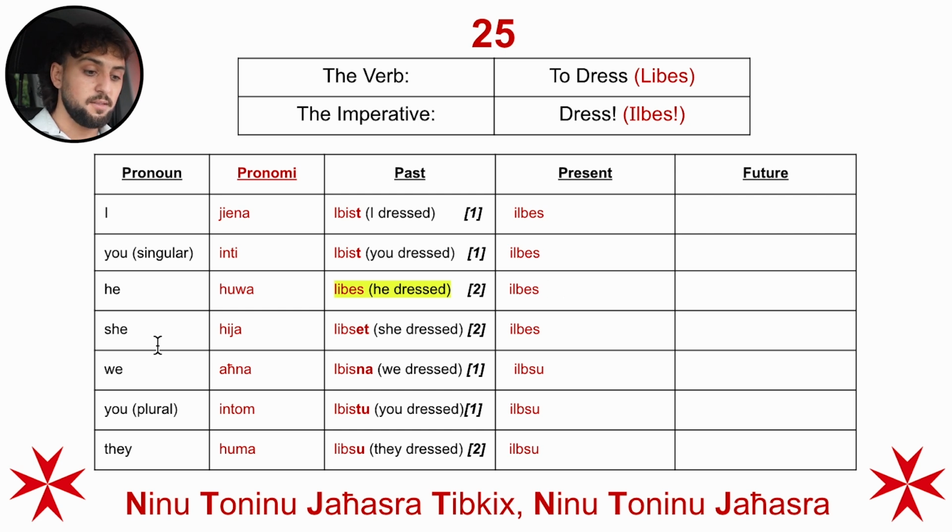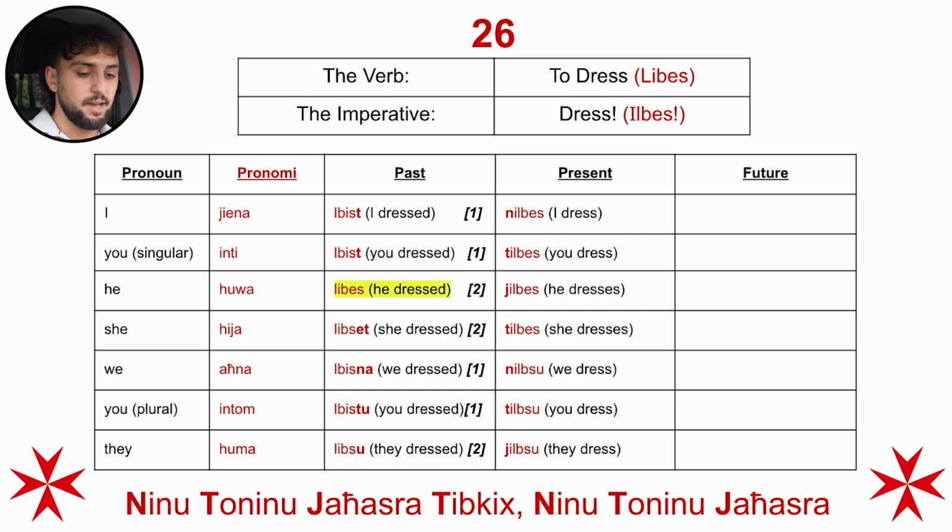And what will this leave us with? Well, it will leave us with the full conjugations in the present tense. So let me just input these for you and read them. So there we go. We have nilbes, meaning I dress. We have tilbes, meaning you dress. Yilbes, he dresses. Tilbes, she dresses. Nilpsu, we dress. Tilpsu, you dress plural. And yilpsu, they dress.